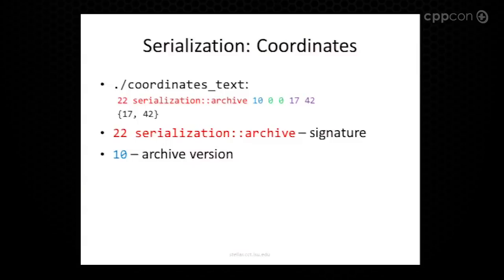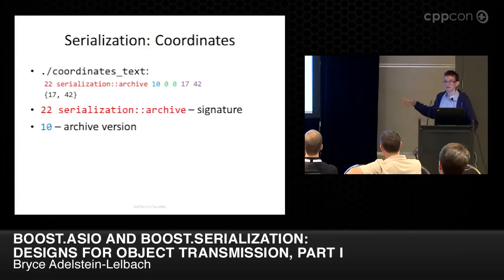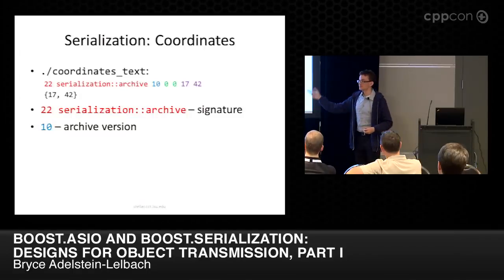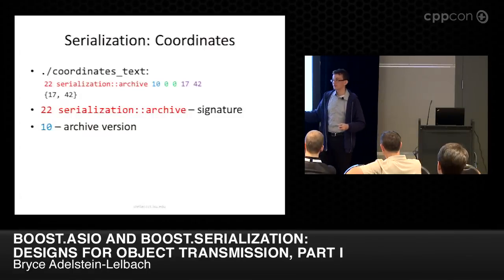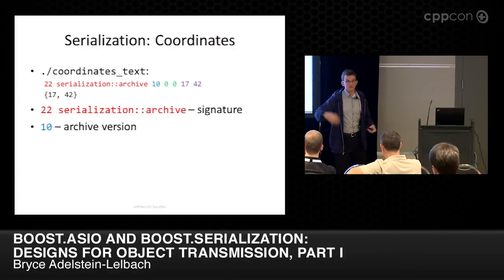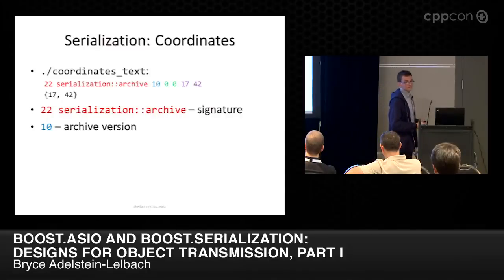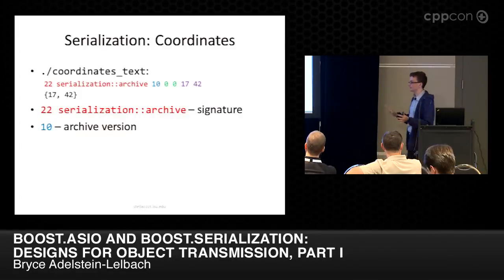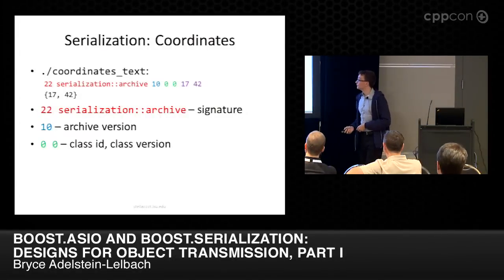And we've got the archive version. That's sort of your internal version, independent of Boost Serialization's versioning. You can change the version because maybe you want to go from your two-dimensional coordinate to a three-dimensional coordinate. So you bump the version from 10 to 11. That way, if you try to read in one of the old ones with the new 3D code, it'll give you an error saying, hey, that version's too old.